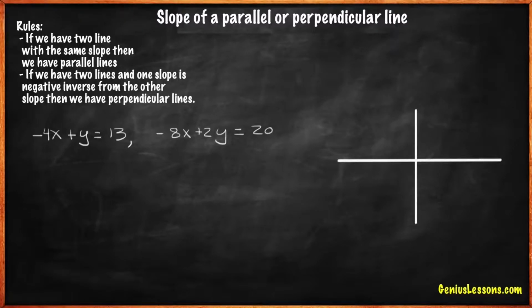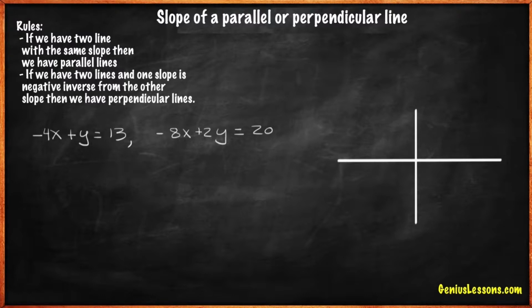Slope of a parallel and perpendicular line. Rule: if we have two lines with the same slope, then we have parallel lines. If we have two lines and one slope is the negative inverse of the other slope, then we have perpendicular lines.